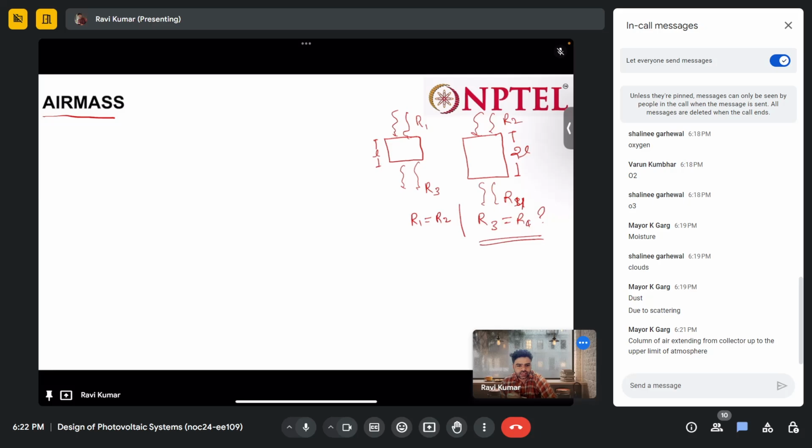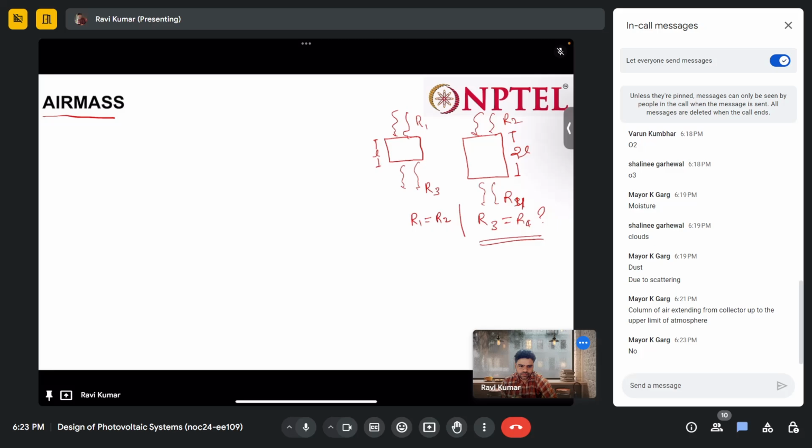The radiation is passing through the box having atmosphere inside. One is having L length, another is having 2L length. Then the output from these boxes, or we can say air masses, will be same or different. This R3 will be same as R4, yes or no? No, it will not. Because here the radiation is just crossing this L length and here it is crossing 2L length. So the effect of atmospheric factor will be double here, and due to which the radiation which is coming out from these boxes or air masses will be different.